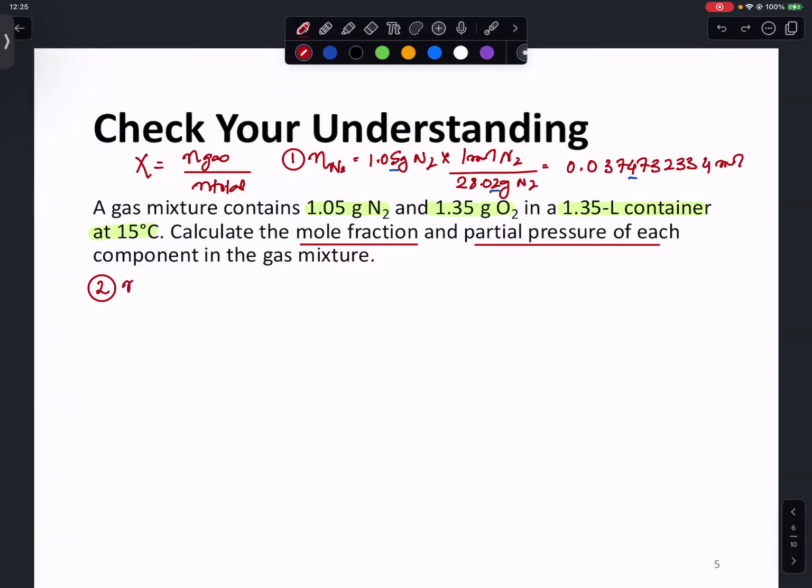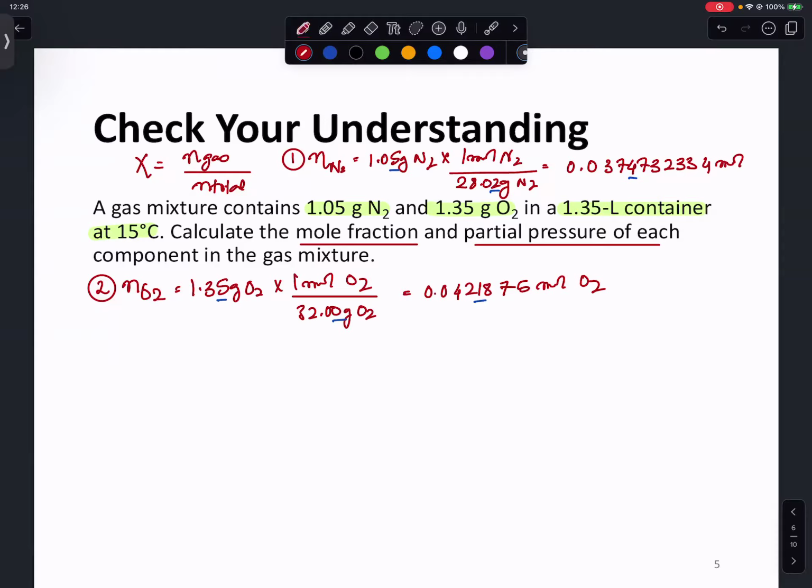I'm going to do the same thing for oxygen. The number of moles of oxygen is 1.35 grams of oxygen, with 1 mole of oxygen, just dividing by the molar mass of the oxygen molecule. This gives me 0.042187 moles of oxygen. Again, tracking your sig figs, it is going to be 3 sig figs.